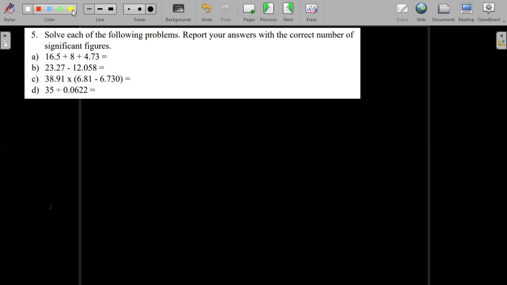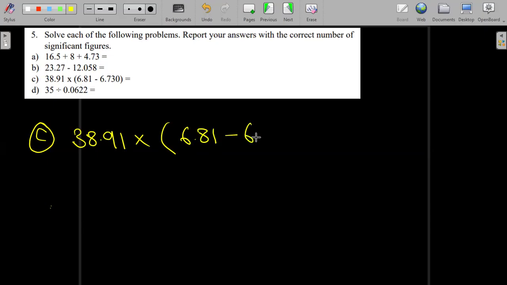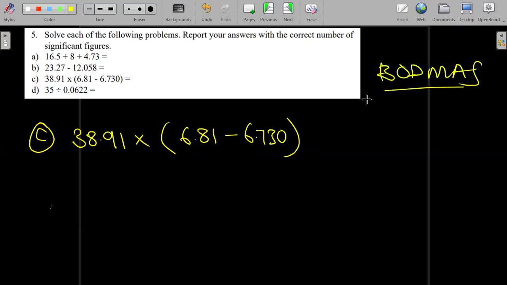All right, let's look at C. So C, we have 38.91 multiplied by, and then in the brackets we have 6.81 minus 6.730. Okay, so whenever you have some numbers in brackets, just make sure that you start from what you have in the brackets. Remember your BODMAS from your grade 12. Okay, that's what you use here. So you start from the brackets and then you go out like that. So we have to deal with this. Okay, so if I deal with this, what am I going to find?